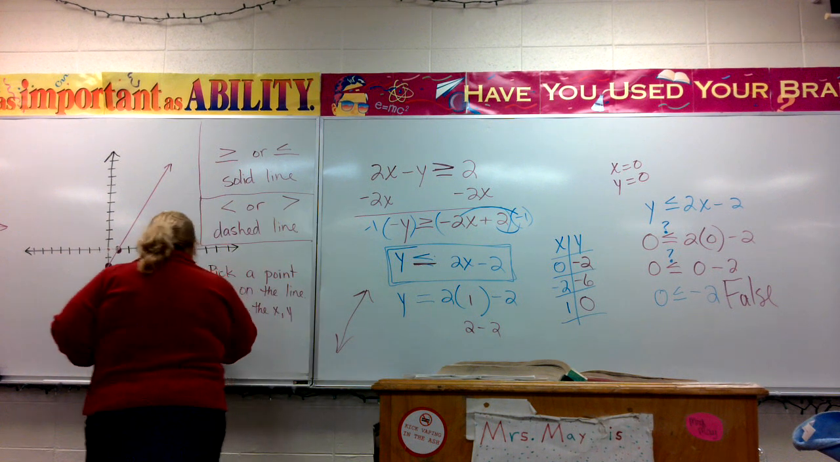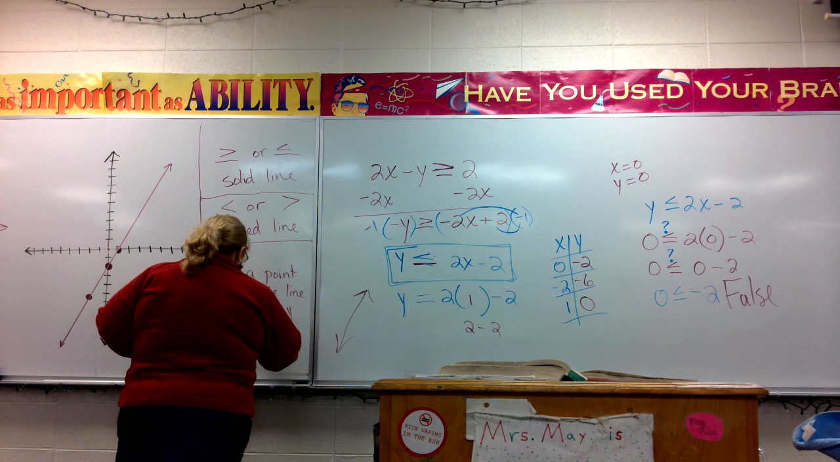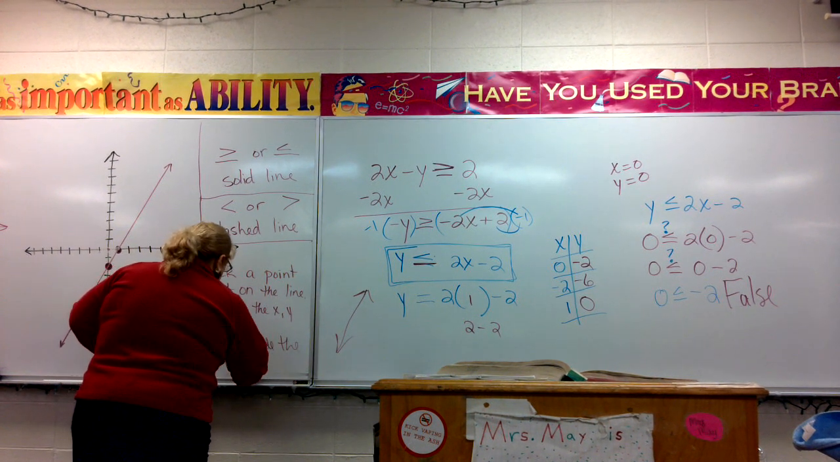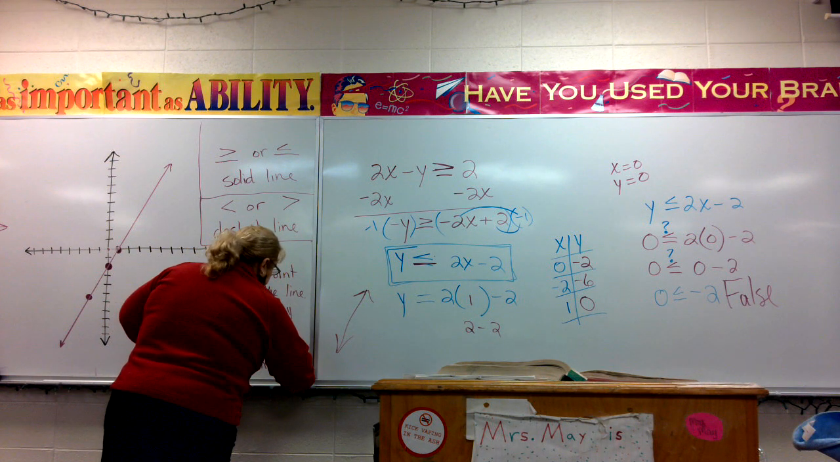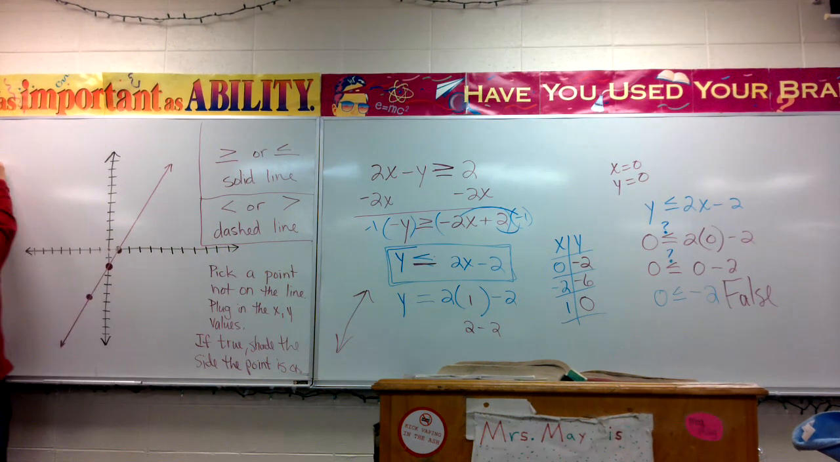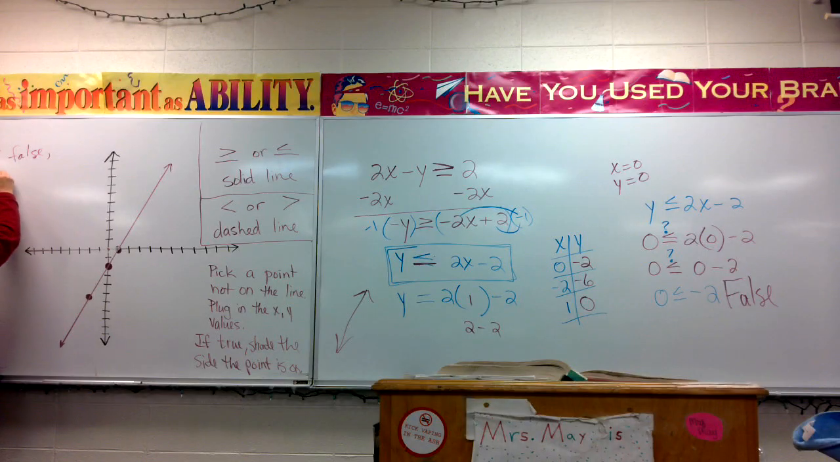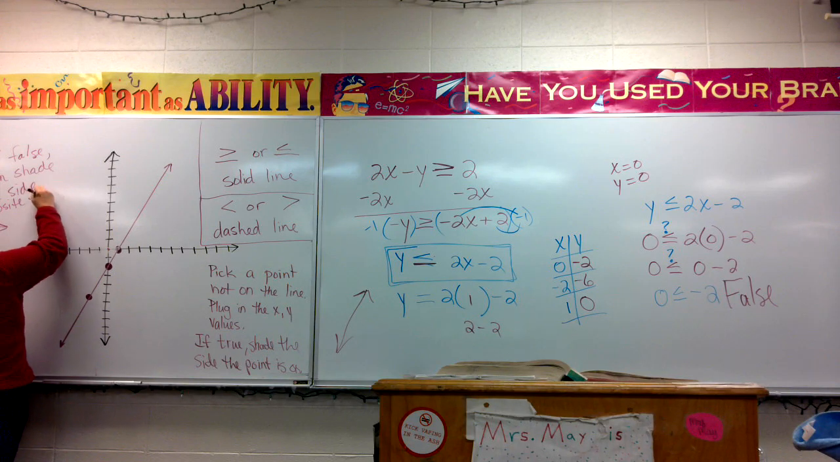If true, point is on. If false, then shade the side opposite the point.